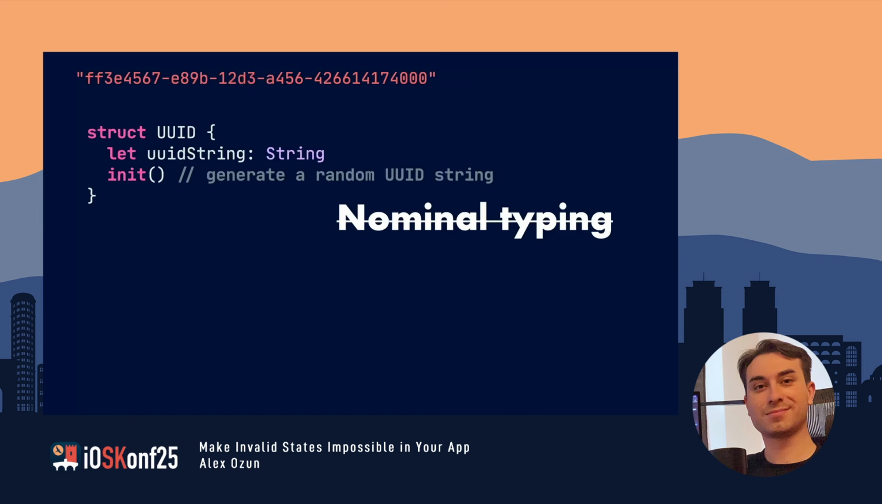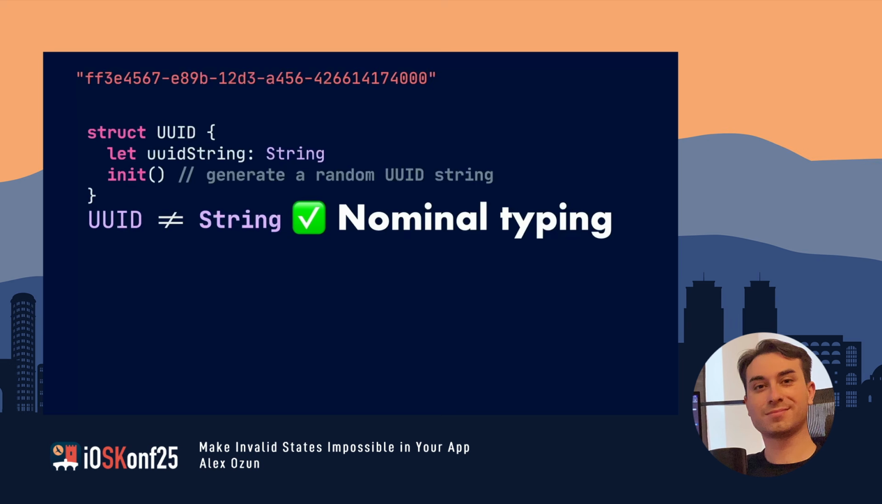So the next step is let's introduce a new named type, a new nominal type called UUID that wraps a UUID string. And so when we initialize it, we again generate this random string at the top and put it into a UUID string. So this is better because now we can't mix UUID string with just any random string. So we have reclaimed nominal typing.